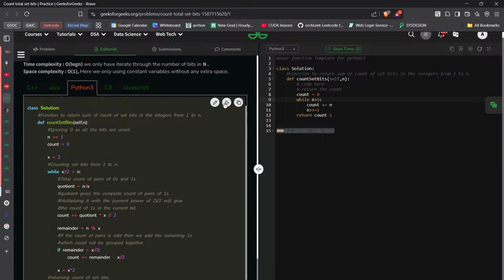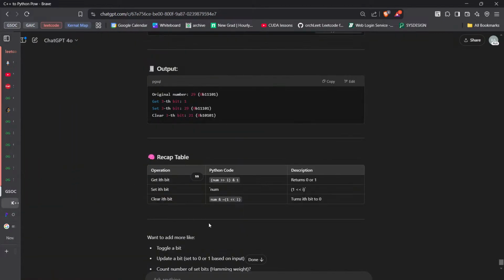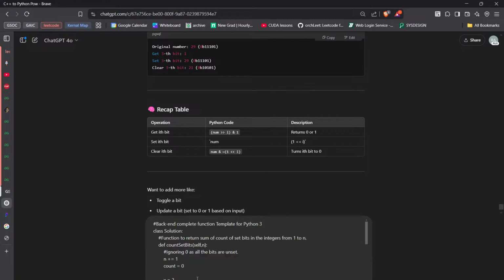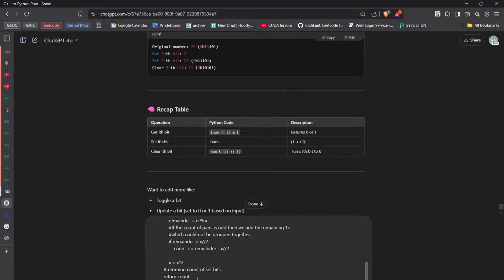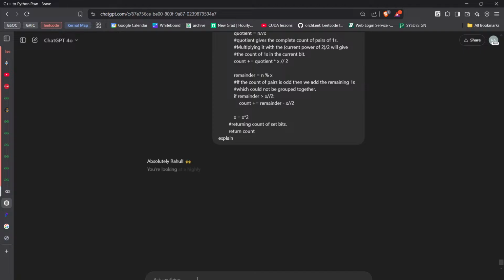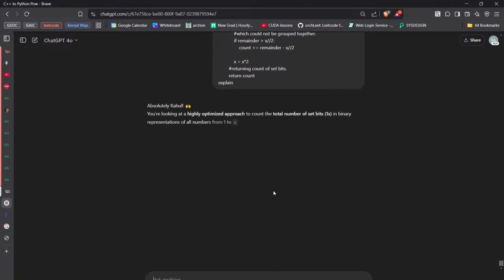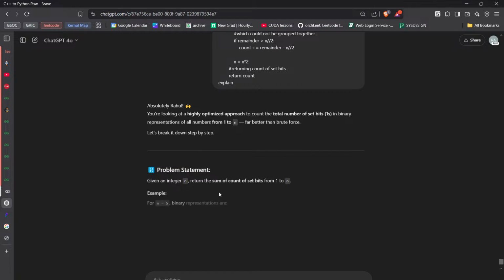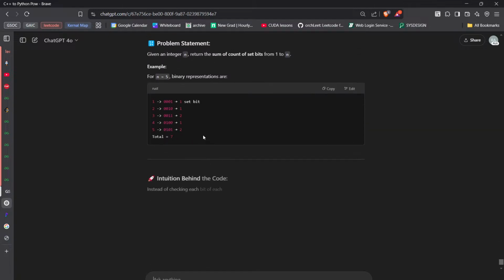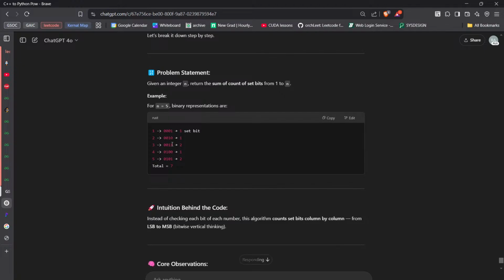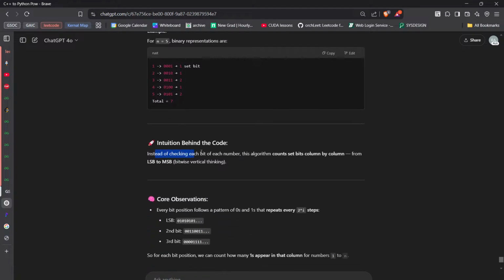Let's go and ask ChatGPT. Explain. Highly optimized approach to count the total number of set bits in the binary representation of numbers 1 to n. Far better than brute force. So a set bit is 1. So 1, there are 2. Instead of checking each bit of each number, the algorithm counts the set bits column by column. Okay, that was one thing which I understood. From the most significant bit.